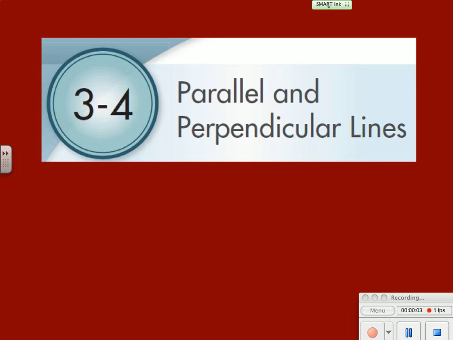Lesson 3-4 deals with parallel and perpendicular lines. So right now, go ahead and take some time and fill out the review portion dealing with transversals and the word transitive, talking about the transitive property that we're going to talk about today with parallel and perpendicular lines.